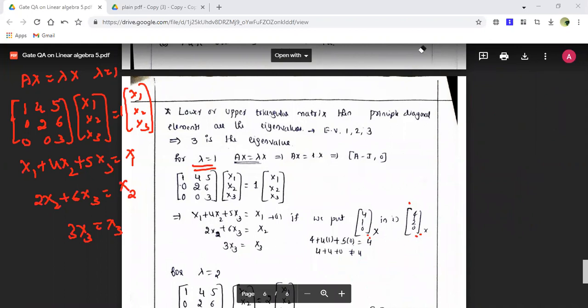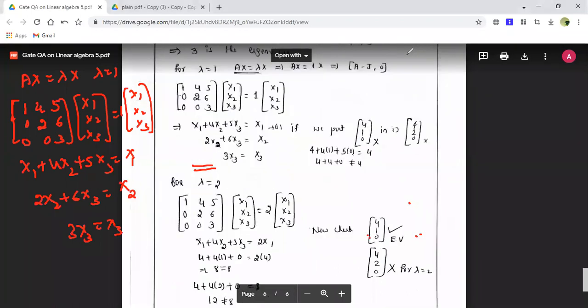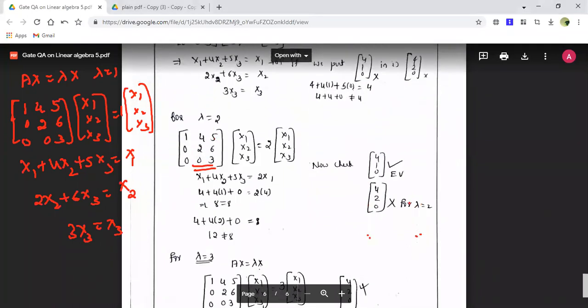So what if I take lambda is equal to 2 or lambda is equal to 3? If I just see for lambda is equal to 2, the same equation will become 2 into x1, x2, x3. And here, guys, I just change this. This is x1 plus 4x2 plus 5x3 is equal to 2x1 here.